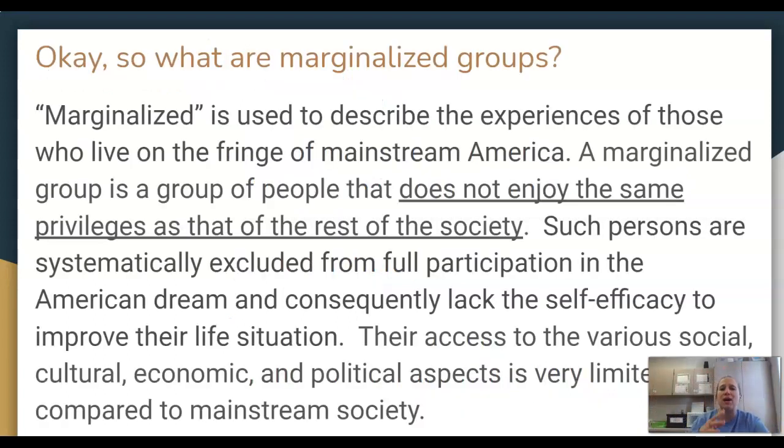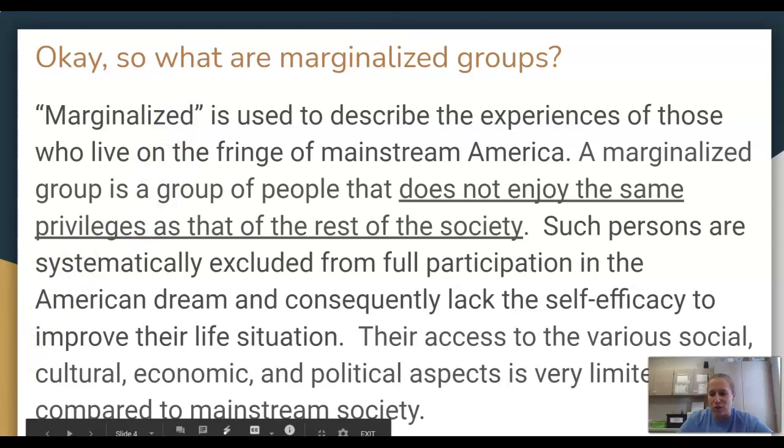So again, think about on the outside. And then we talked about marginalized groups are a group of people that do not enjoy the same privileges as the rest of society. Such persons are systematically excluded from full participation in the American dream due to social, cultural, economic, and political aspects. All right, make sure that you get that assignment turned in and let me know if you have any questions.